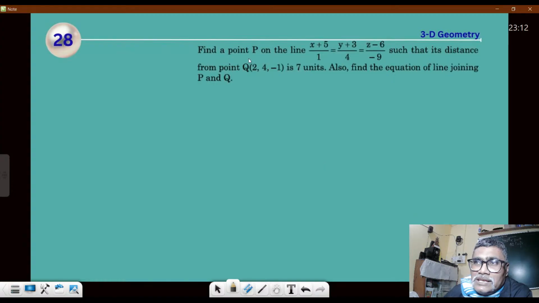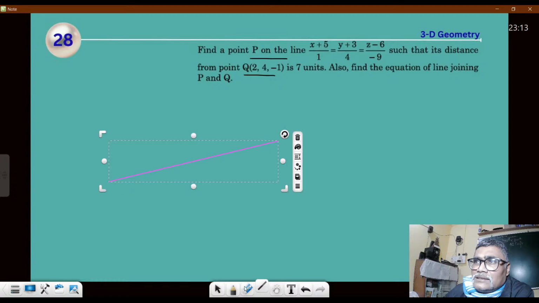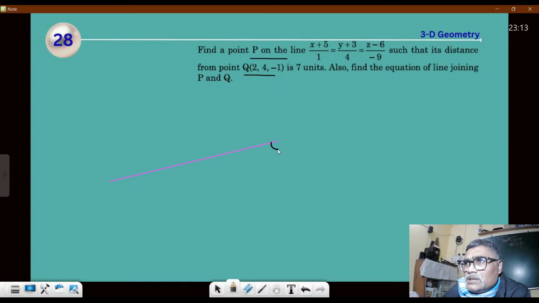Find a point P on this line such that the distance from the point is 7. Also find the equation of the line joining PQ. This I am going to do. So there's a line. This is the given line, right? So let me write this given line. Y plus 3 by 4.